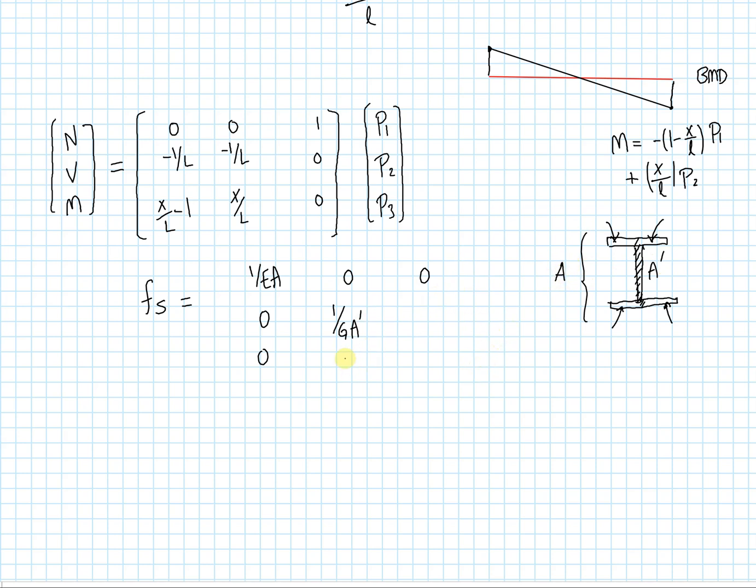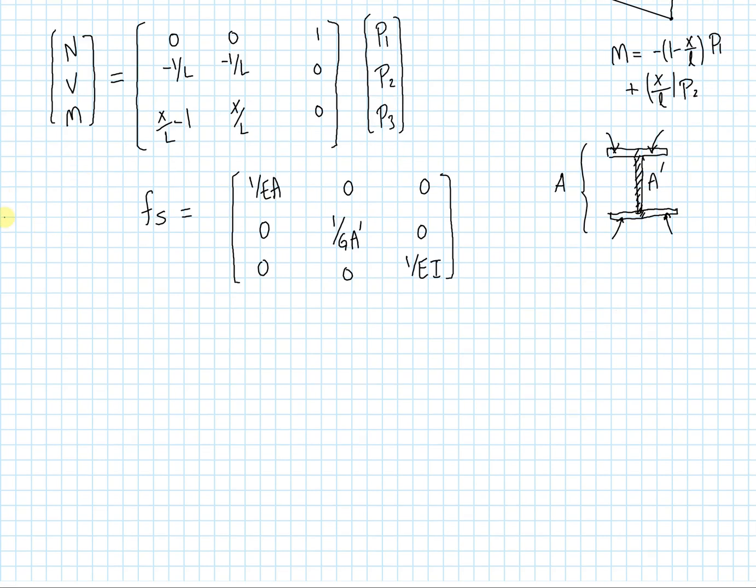And so we have a 0 here, another 0 here, and I have a 1 over EI. And that's taking care of the rotational and flexural components. Okay, we're going to close that up.